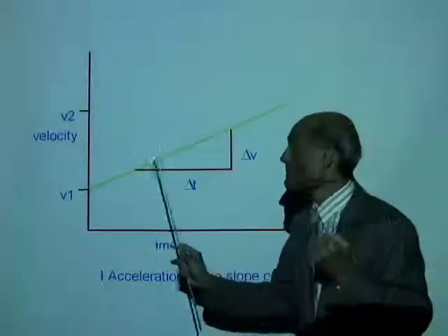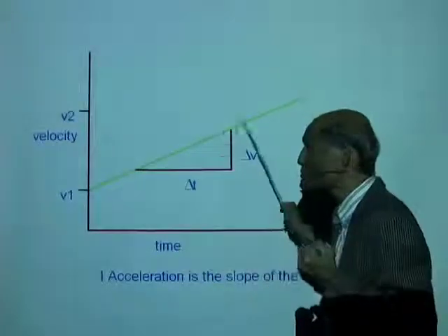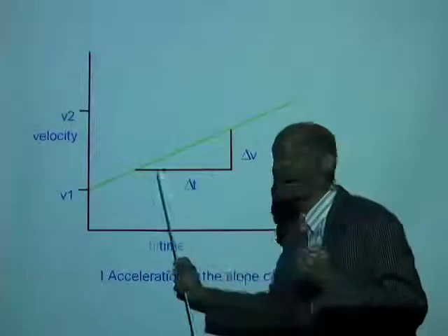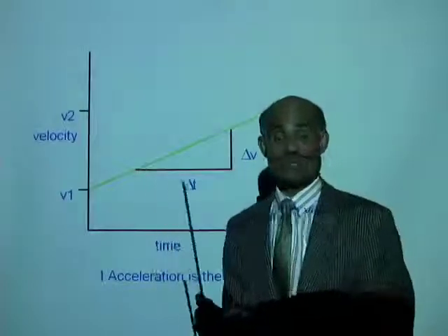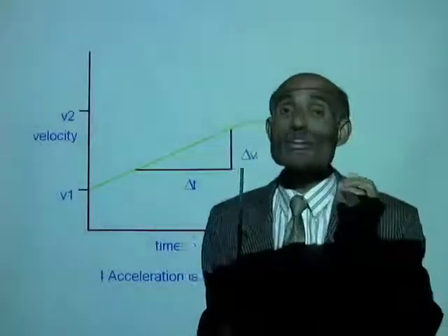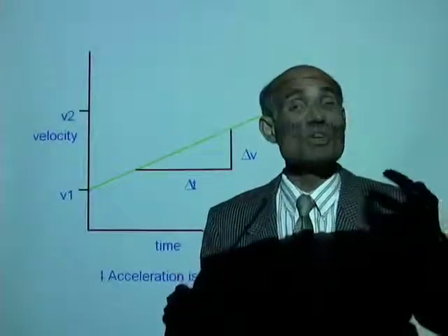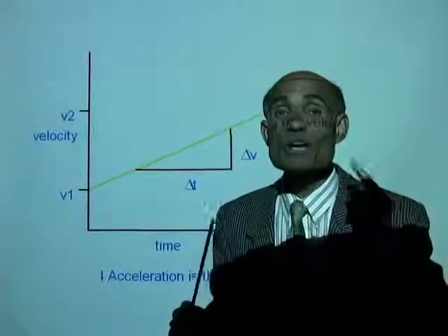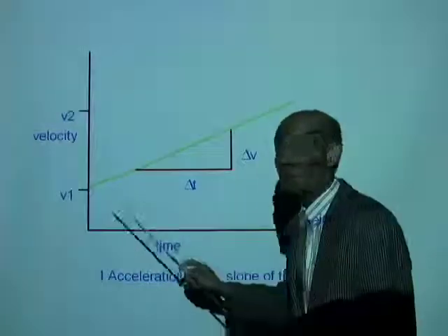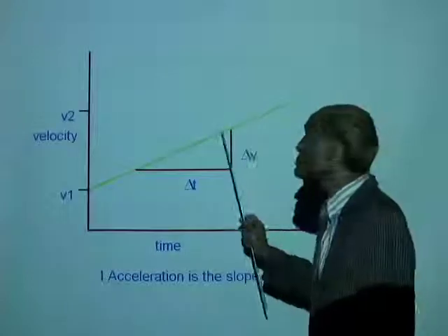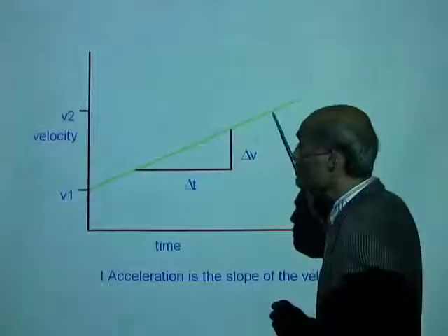In other words, if you draw a graph of velocity against time, and if that graph is a straight line, then the slope of that graph is a measure of the uniform acceleration. You see, in this course, we will only use uniform acceleration. We will not look at particles moving with non-uniform acceleration. That means the velocity against time graph will be a straight line, and the slope of the graph will give you the acceleration. Now, this is a positive acceleration.